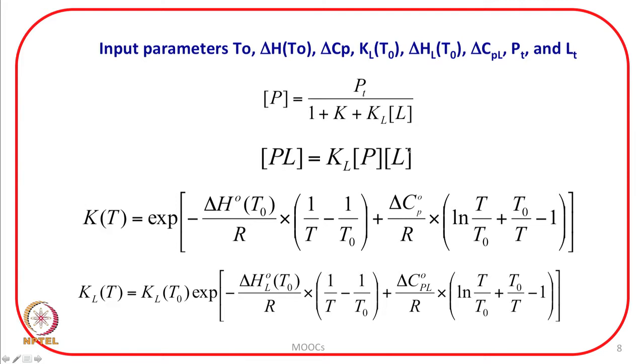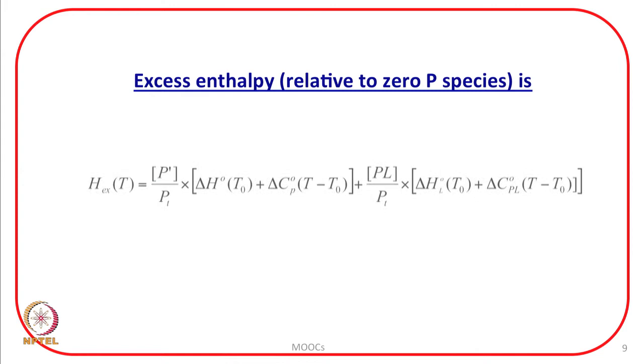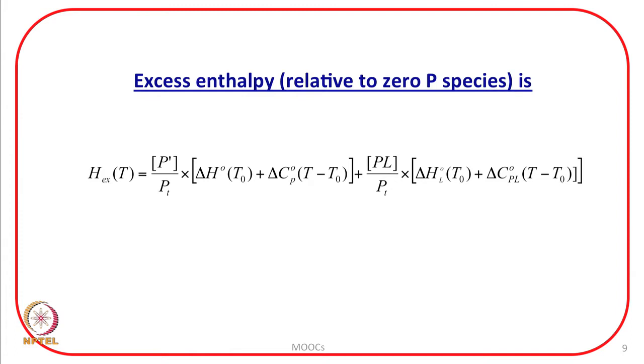So, therefore, when you talk about the excess enthalpy relative to P0, we just discussed, some time ago, how to express the enthalpy: fraction of the protein which is in the denatured form into the corresponding delta H, plus fraction of the protein which is in the ligated form into the corresponding delta H. And we have discussed how to get PL, how to get P prime, in the previous equations.